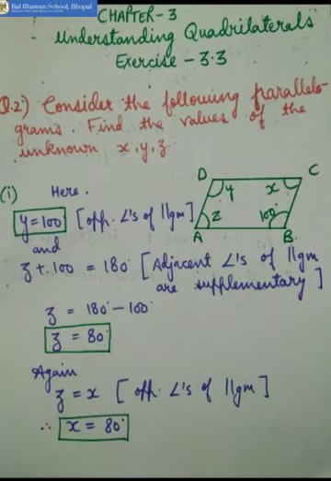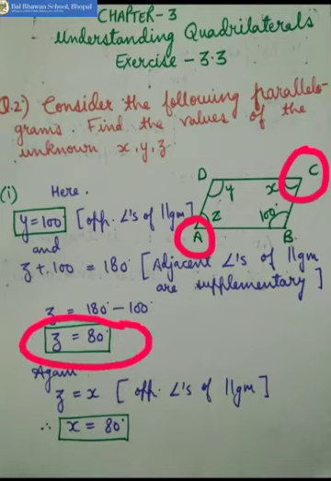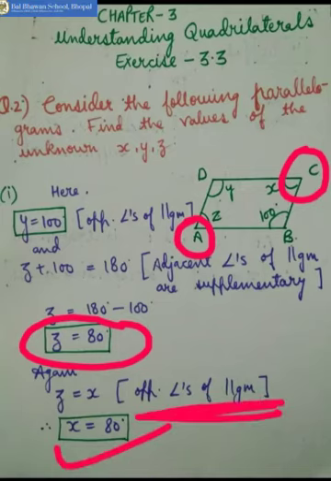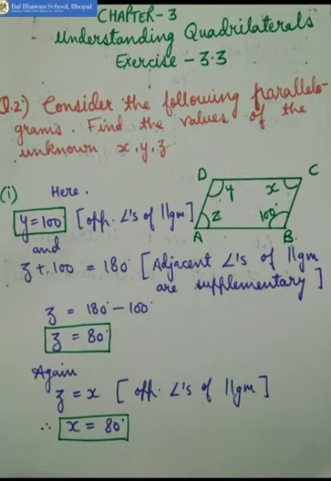Further on, if I observe the figure carefully, I'll see that again angle A and angle C is a pair of opposite angles in a parallelogram. I have already got the measure of angle Z. So when Z is 80 degree, the measure of X will also be 80 degree because opposite angles in a parallelogram are equal. So that's how I have found the missing unknown angles in this given parallelogram. Hope you have understood it.